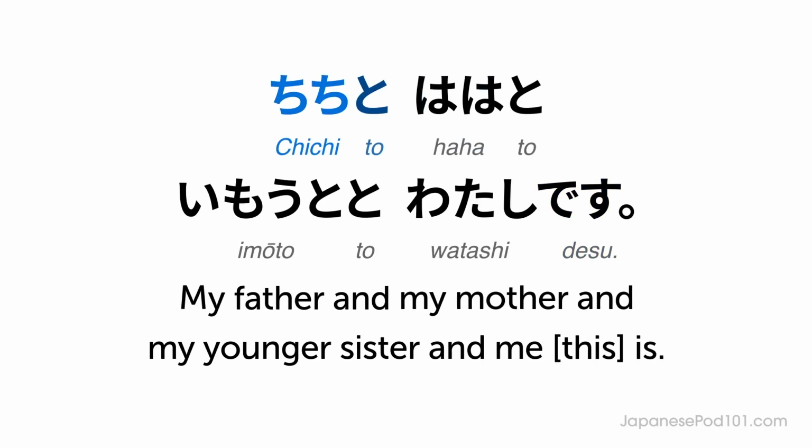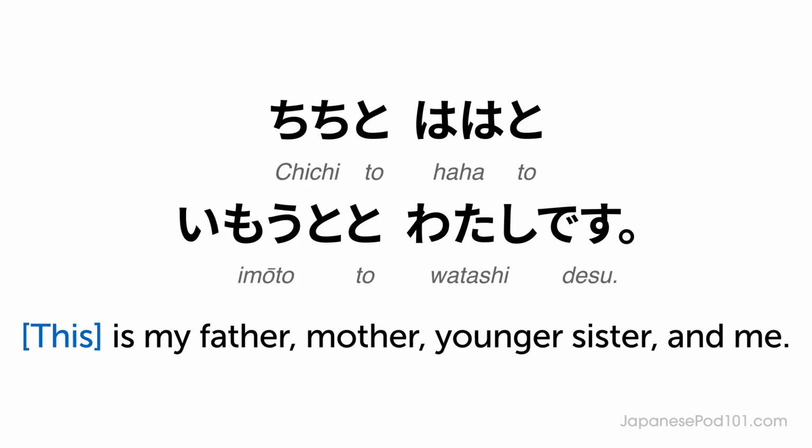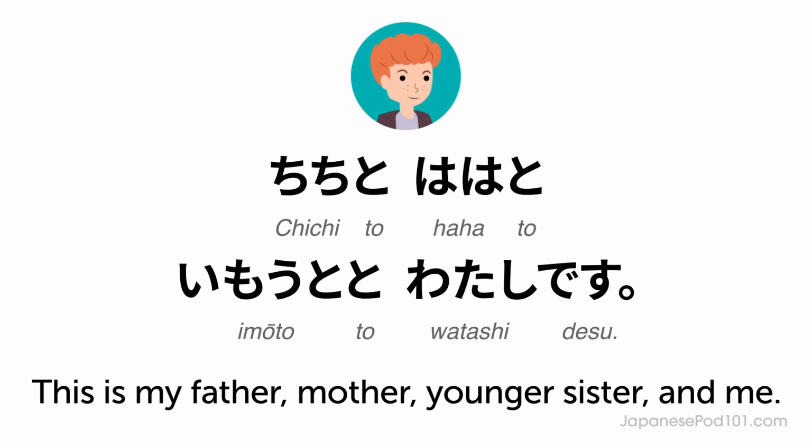Altogether, 父と母と妹と私です。 my father and my mother and my younger sister and me. This is. But it translates as this is my father, mother, younger sister, and me. In this case, this is understood from context, as it refers to the group of family members in the photograph Ben and Hana are looking at. Notice this Japanese sentence doesn't include a specific word that means my, like in English. Instead, it is understood through context.